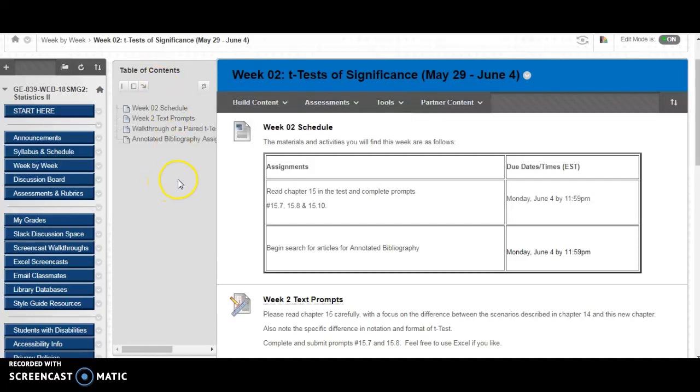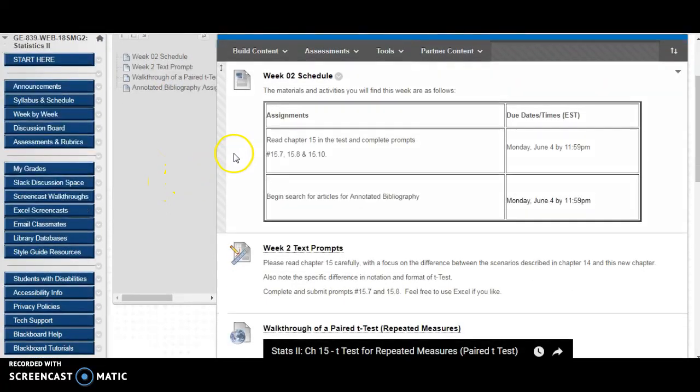So for week 2 here, I'm looking for you to please read chapter 15 carefully. The overall idea for this t-test is the same idea of having a null hypothesis, an alternative hypothesis, some level of significance or alpha level, and you making a comparison of your t-score versus a critical t, or a p-value versus the alpha or the level of significance, and then making a decision whether or not to either reject or retain a null hypothesis.